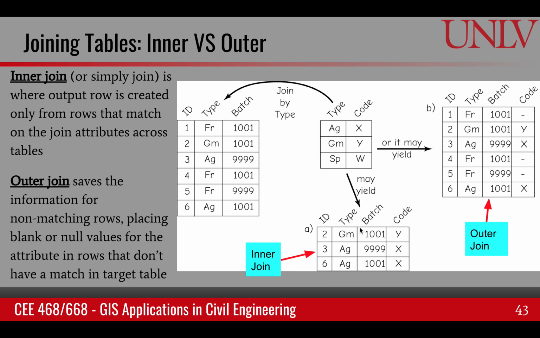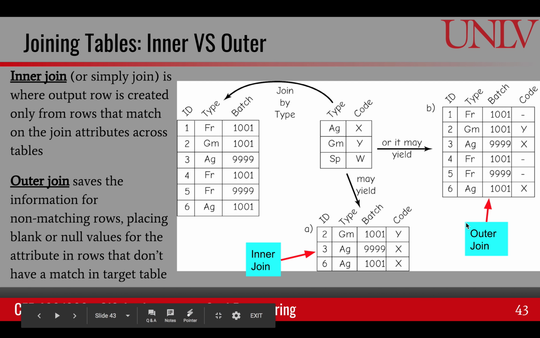But that's not true when we do the outer join. In case of outer join, the non-matching information is replaced with blanks. So when we do an outer join, you can see that AG is joined with AG, GM is joined with GM. Of course, SP cannot be joined because there is no SP on this side. But what happens to FR? Well, for FR, we just put blanks wherever the code value, because we don't have the code value for these FR values. So this is called the outer join.